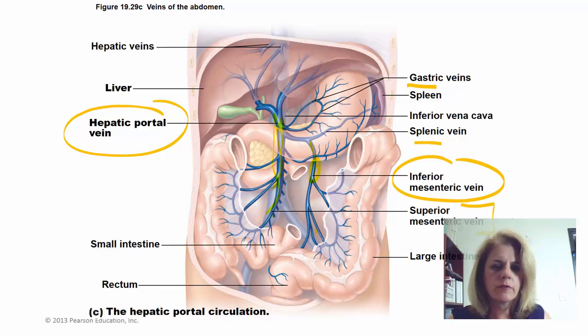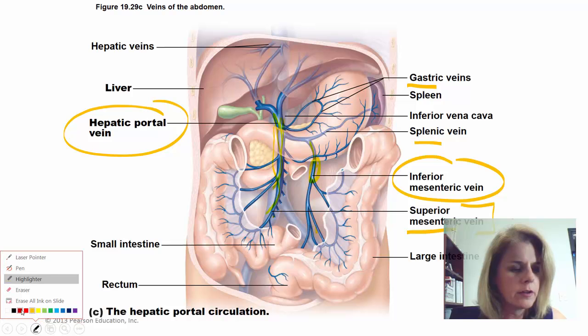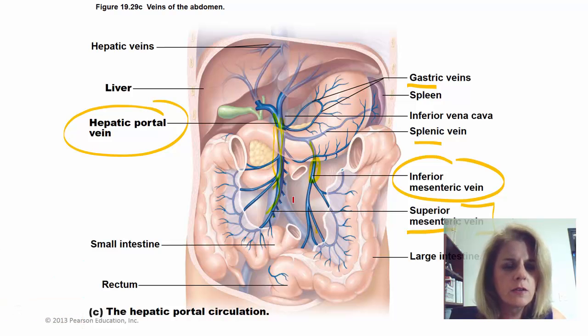So all the blood returning from the superior mesenteric vein, the inferior mesenteric vein, the splenic vein, and the gastric vein, they're all going to empty into the hepatic portal vein. So here, let me see if I can change my pen again and get a little better color. So here is my superior mesenteric vein. Here is my inferior mesenteric vein. So the inferior mesenteric vein joins the splenic vein. You can see the spleen coming, splenic vein coming here. They're going to join together here, and these two will join the superior mesenteric right here.